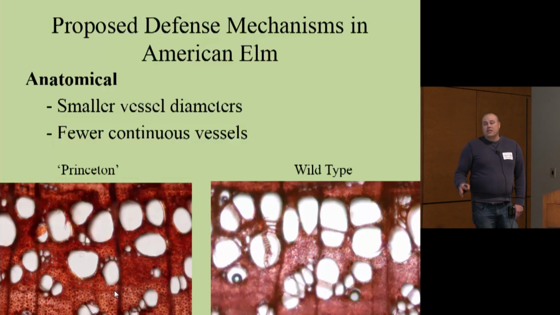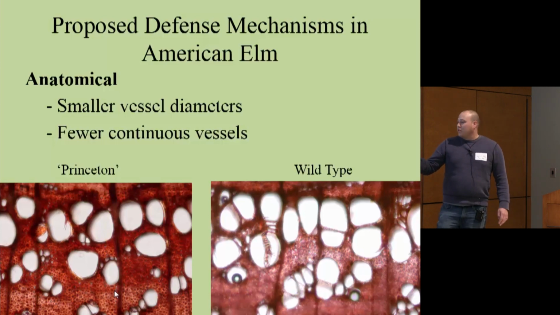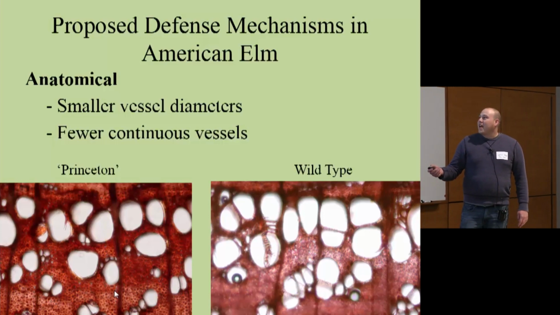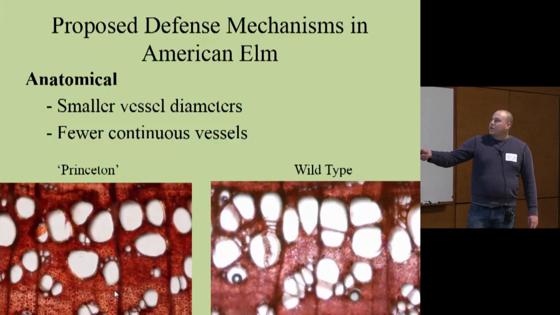During the 1970s, they started looking at European elms and Asian elms and comparing those. Asian elms, if you aren't aware, are resistant to Dutch elm disease. They found that these Asian elms had smaller vessel diameters, which, for those of you who haven't had botany for a little while, these are the xylem vessels here. And then you have fibers here, which I'm not concerned with. Here you have the xylem vessels, and they had fewer continuous vessels.